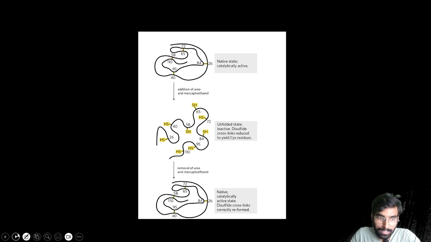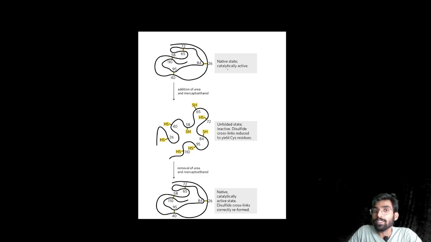So Anfinsen took ribonuclease. Here's a graphic presentation. So this is ribonuclease. Now, this is the native state, catalytically active. Now, if you add urea and mercaptoethanol, what is the role of urea? Urea is a denaturing agent, so it will disrupt the hydrogen bonding. And what is the role of mercaptoethanol? That is the reducing agent. It is reducing and it's denaturing.